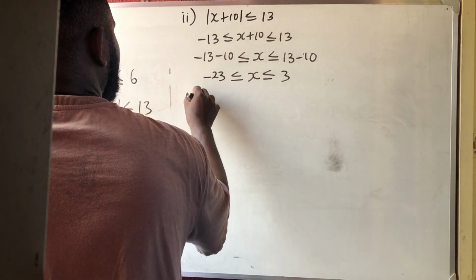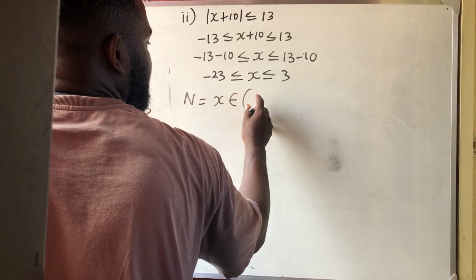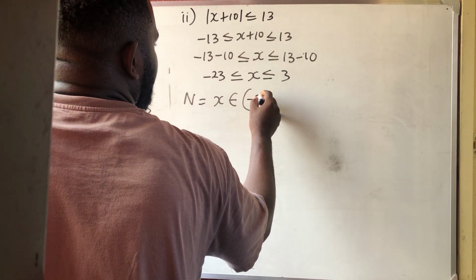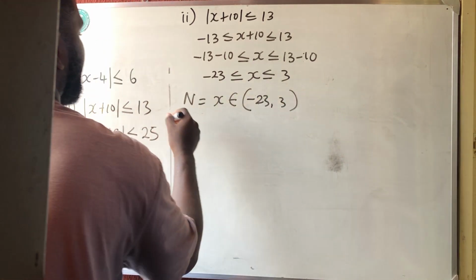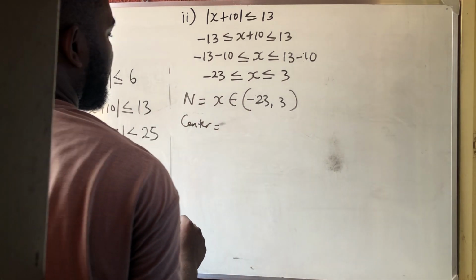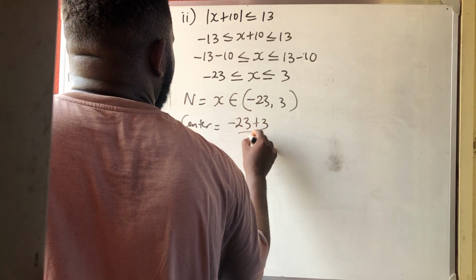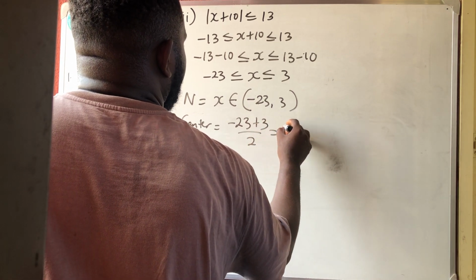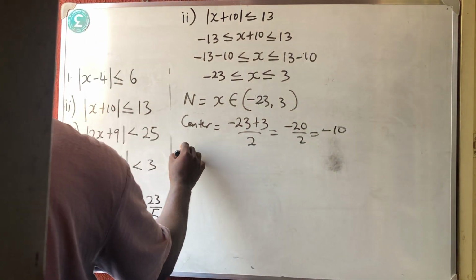So the neighborhood is equal to x, which is an element of, it must be an open interval, minus 23, comma 3. So the center is equal to a plus b over 2. Which is minus 23 plus 3 over 2, which is minus 20 over 2, which is minus 10.